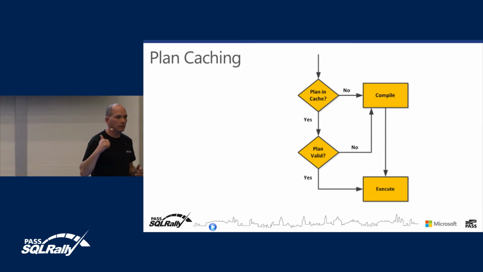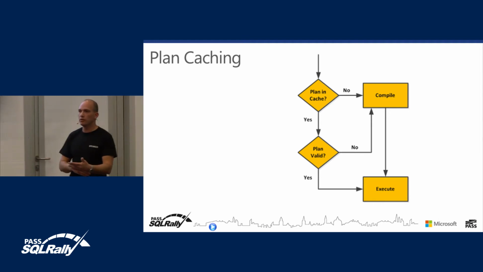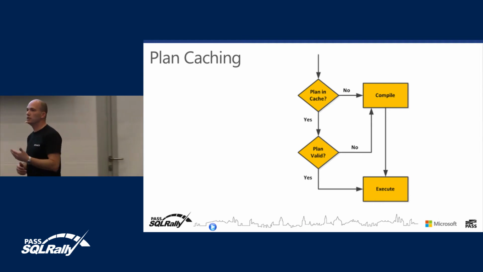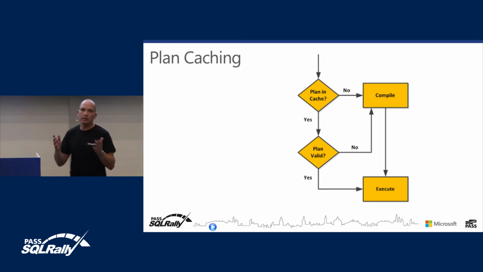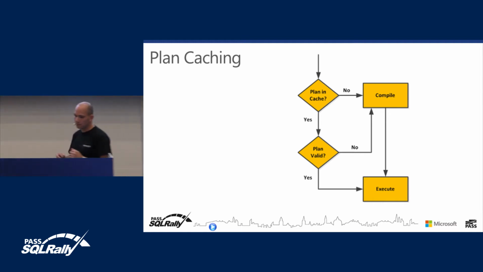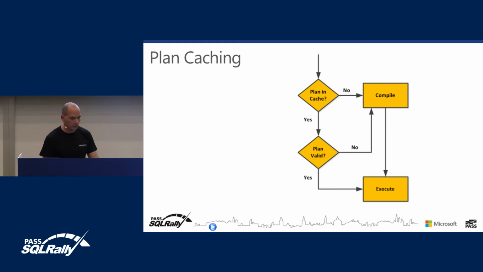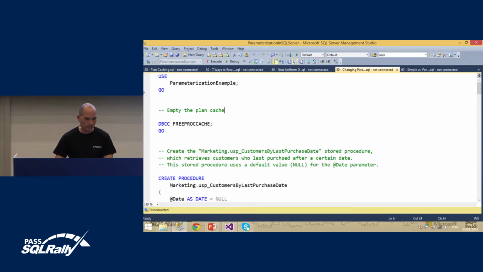If the plan is not valid, SQL Server will throw away the plan and start the whole process all over again, recompile the plan, and generate a new execution plan, which might or might not be a better one or a different one, if at all. And only when it has an up-to-date execution plan, it will execute it, of course. Back to the demo.